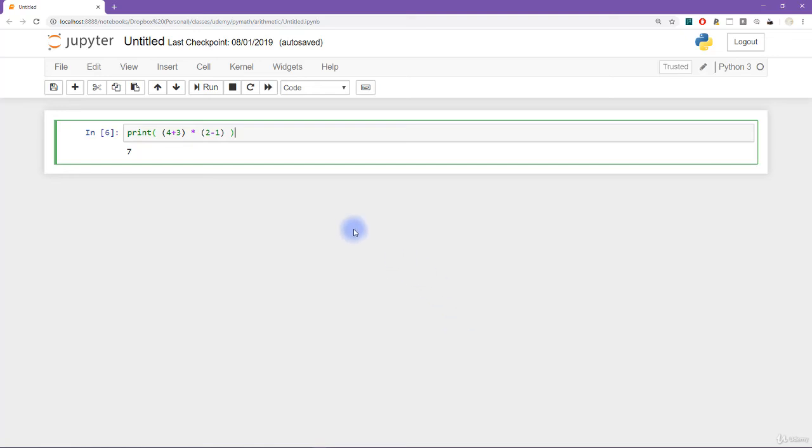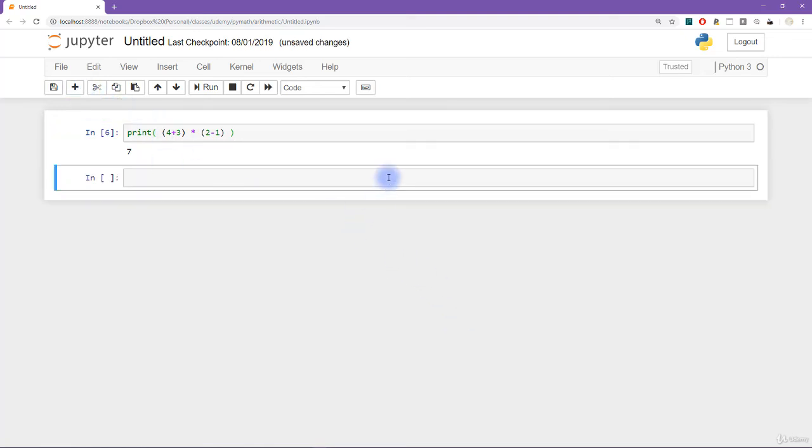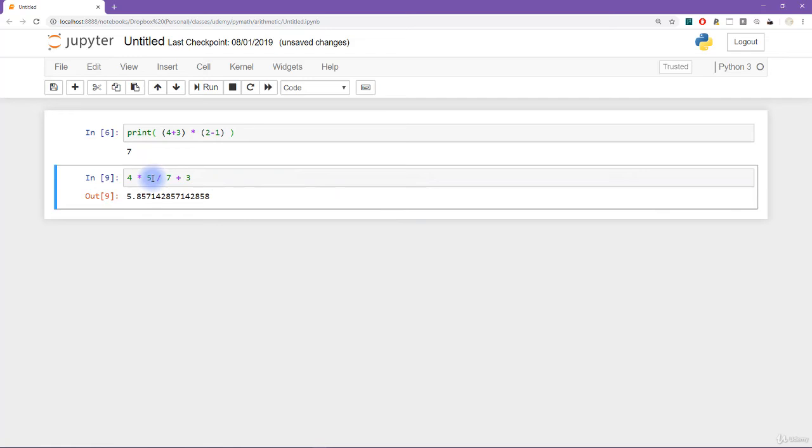Okay, so let's add a new cell here. And let's start with the first one. So let's see, that one was 4 times 5 divided by 7 plus 3. So if we just run this on its own without any parentheses, then we get some answer. It's 5.85 whatever. This is definitely not equal to 2. So that means that the default order of operations is not going to give us the right answer. We need to add some parentheses.